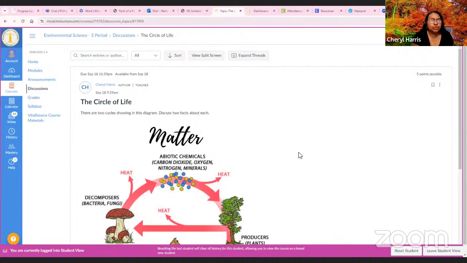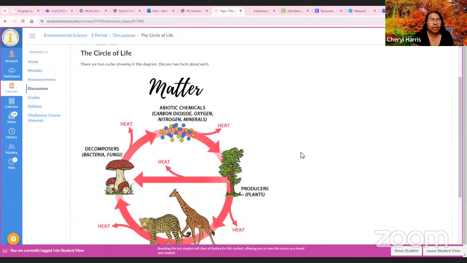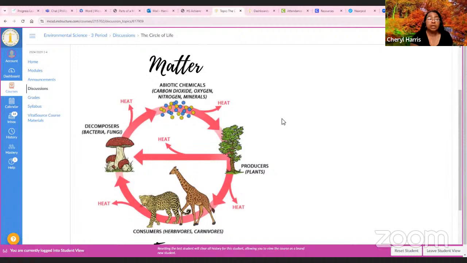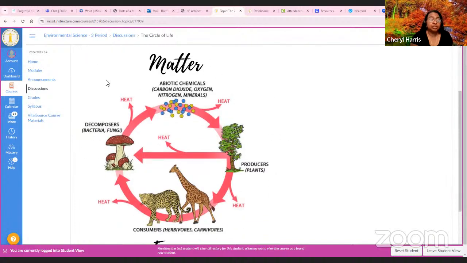It says there's two circles in the diagram below. Discuss two factors about each circle. So basically it looks like one big circle, but as you see, there's a pathway in between. So discuss the top circle and the bottom circle. So list two facts that you can see about each circle. So that's your warm-up activity.